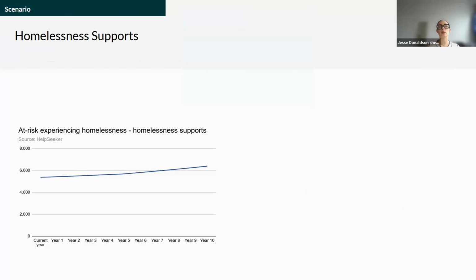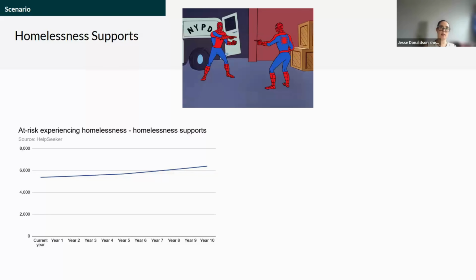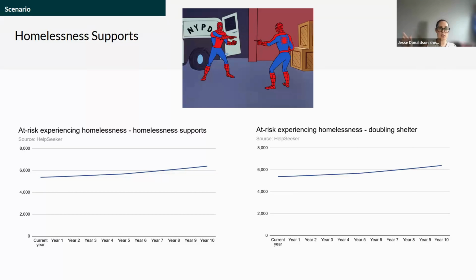Oh, I spoiled it. So the reason why you see that similar increase is we'll look at the at risk of experiencing homelessness line and the doubling shelter line. They're the same because we haven't built those spaces that are targeted at people at risk of homelessness. So of course, at some point, that number is going to start to go back up as that at risk of experiencing homelessness continues to convert into experiencing homelessness annually.